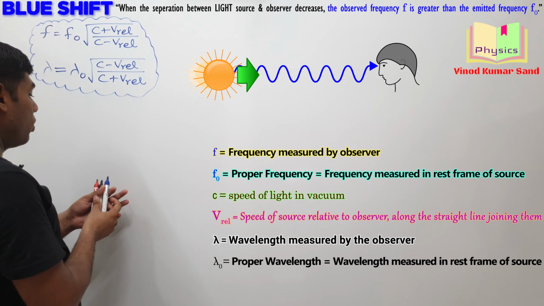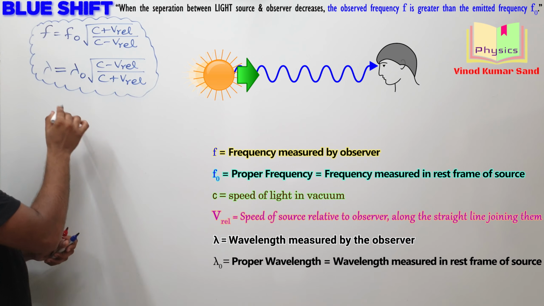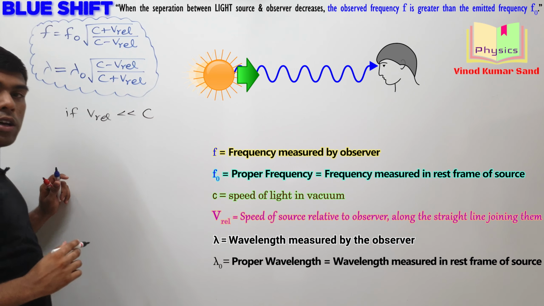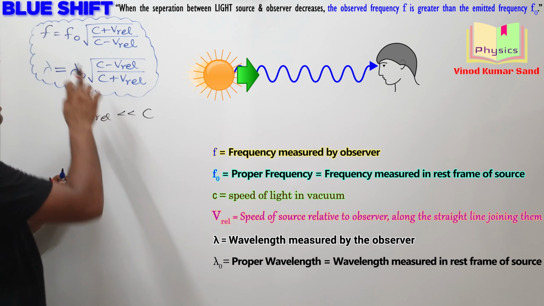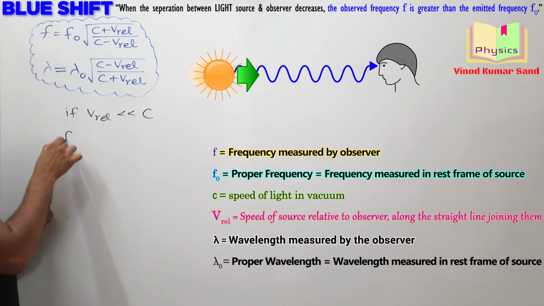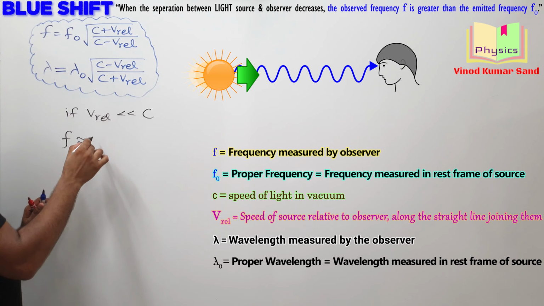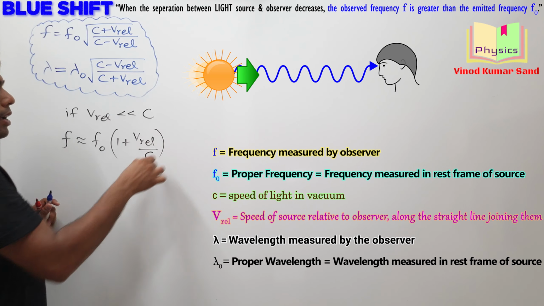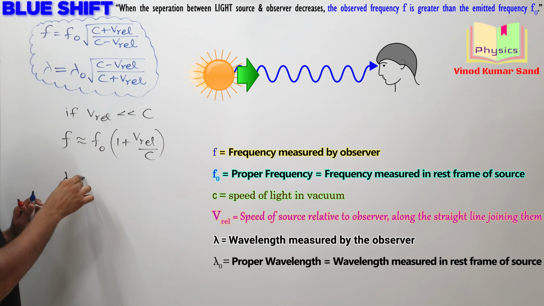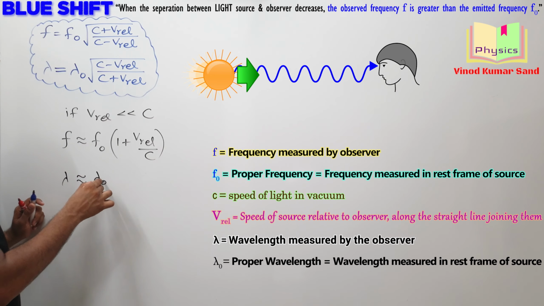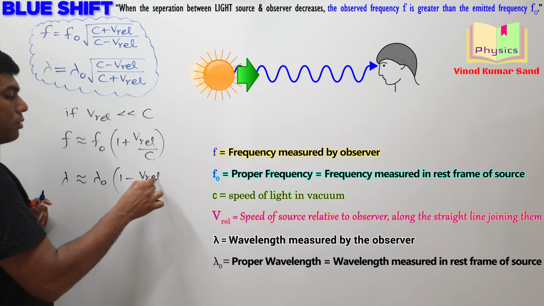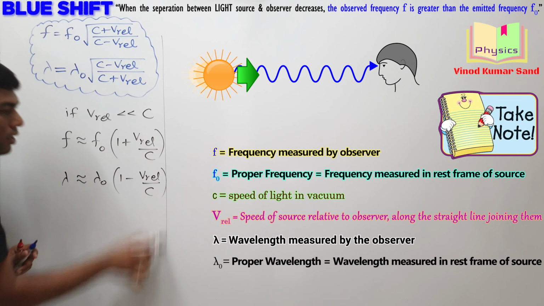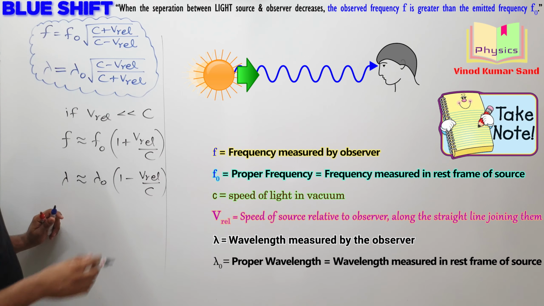Okay. Now there are cases in which the v relative is much smaller as compared to the speed of light in vacuum. Then we can rewrite these expressions. f will be almost equal to f naught times 1 plus v relative divided by c, and lambda will be almost equal to lambda naught times 1 minus v relative divided by c. I'll be proving all these expressions. You just pay attention here.